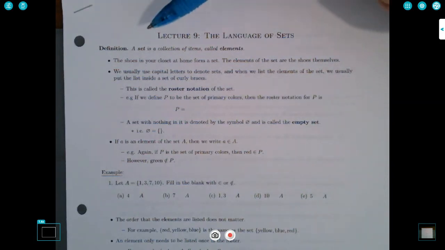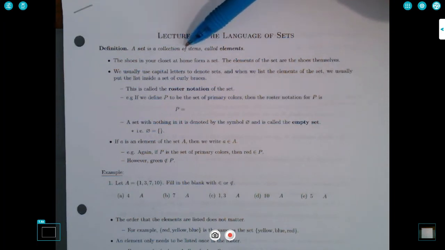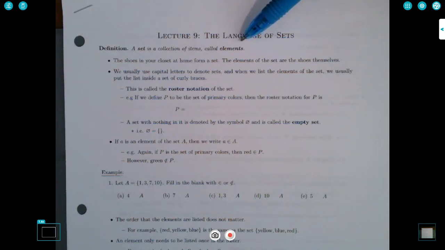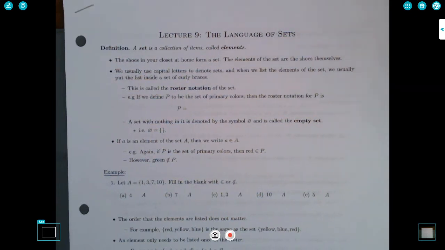So loosely speaking, we say that a set is a collection of items that we call elements, or sometimes we call them members. The homework problems might use those words interchangeably. So just so you know, they sometimes call them members. I use the word elements. So for example, the shoes in your closet at home form a set, the set of shoes in your closet. The elements of the set are the shoes themselves. But the set of shoes, we would consider it a single entity.